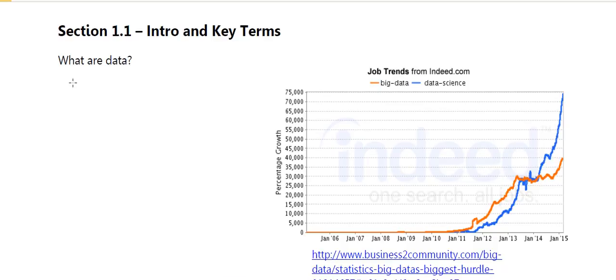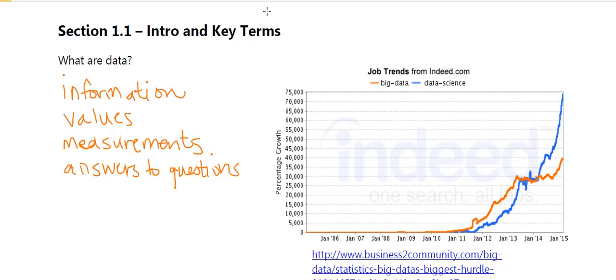So the first question I have for you is, what are data? And I'm saying what are data because data is actually the plural. Datum is singular, but you don't hear that very often. So data, I'm going to have you pause the video for a minute so you can think and write down, and I will also pause it and write down some answers, and then we'll meet back here. So go ahead and pause now. Great, so we're back, and I'm guessing you probably said something like this: information, values, measurements, possibly answers to questions. Anything along those lines is correct.